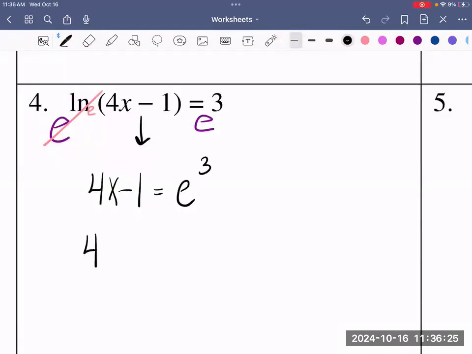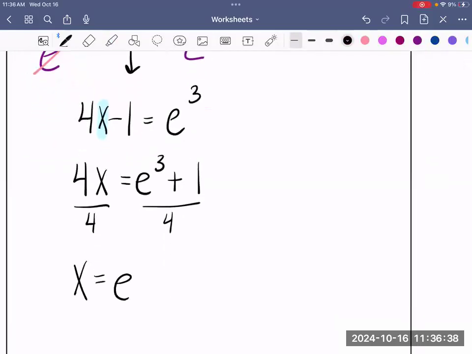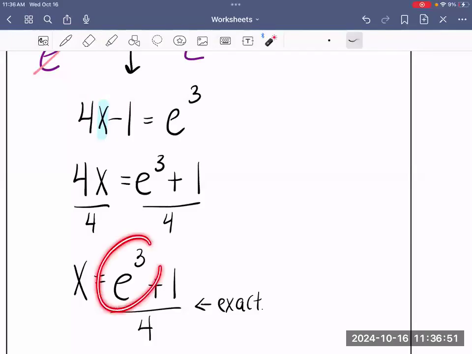Then we can go ahead and solve for your x value by adding 1 to both sides and dividing by 4. So you have x is equal to e cubed plus 1 over 4. Now this is considered your exact solution, without evaluating it in a calculator, because e is already a specific number, roughly 2.72-ish. So when it's cubed, it'll be even bigger.